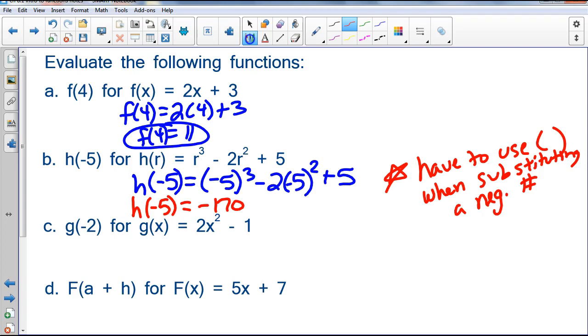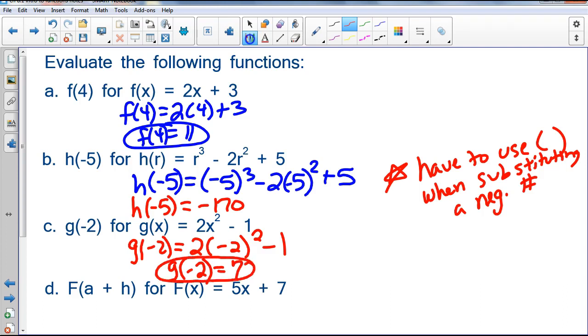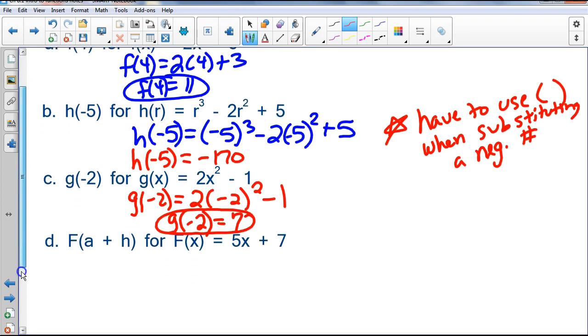So if you take a look, part C, we have g of negative 2 is equal to 2 times negative 2 squared minus 1. So negative 2 squared, remember, is always a positive. Don't let your calculator fool you. So 4 times 2 is 8 minus 1 is 7. So g of negative 2 is positive 7. So g at negative 2 is 7.